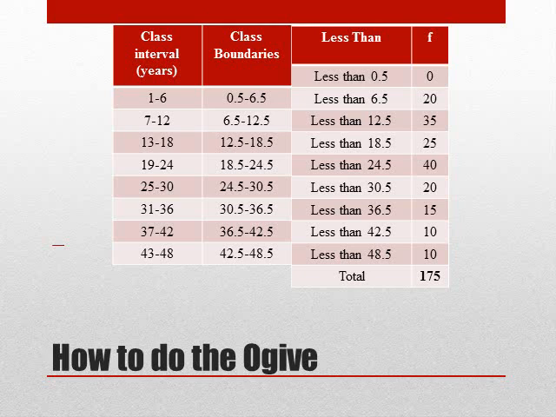First we look at the first class interval, 1 to 6. The class boundary is 0.5 to 6.5. So how to write and read the less than table? The way to read the data is: is there any data less than 0.5?